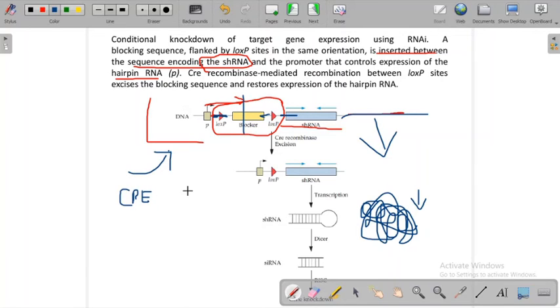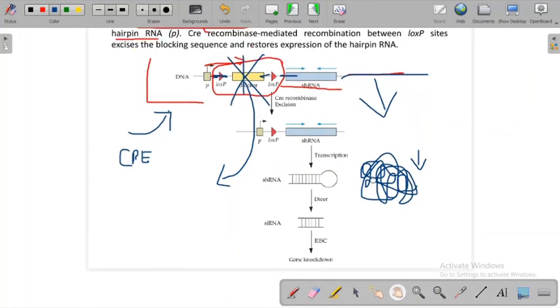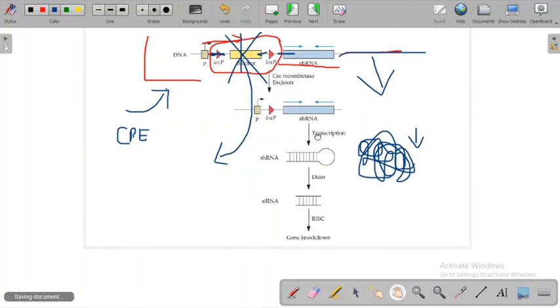What will happen? The Cre molecule will bind to LoxP, it will cleave that blocker, it will knock out that blocker, and the gene will produce shRNA. Transcription will take place because no blocker is there. It will be cleaved by the Dicer molecule, and then ultimately with the RISC molecule, gene knockdown occurs.